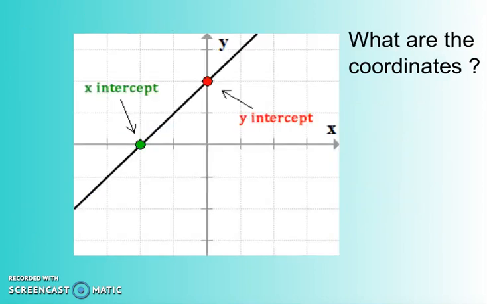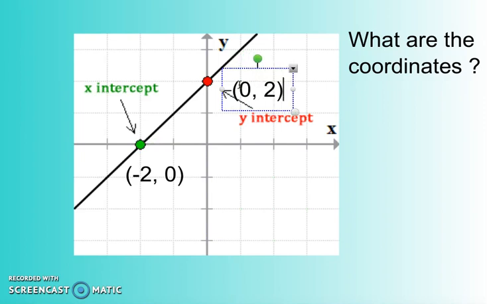Okay? What are these coordinates? Okay, the x-intercept is (-2, 0). And then how about the y-intercept? (0, 2). Wonderful. Okay.